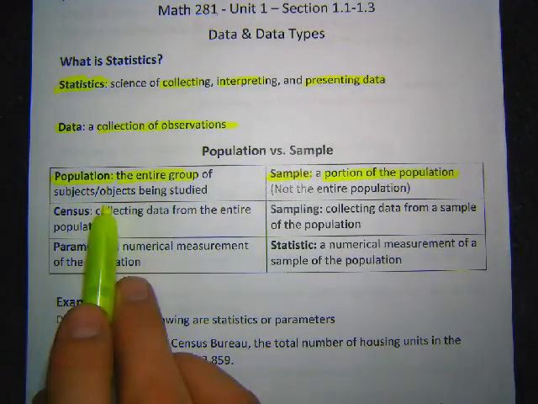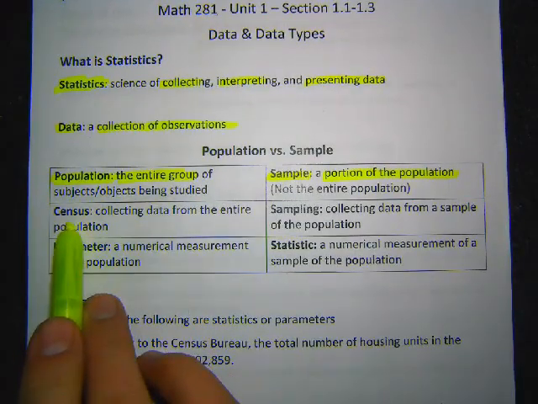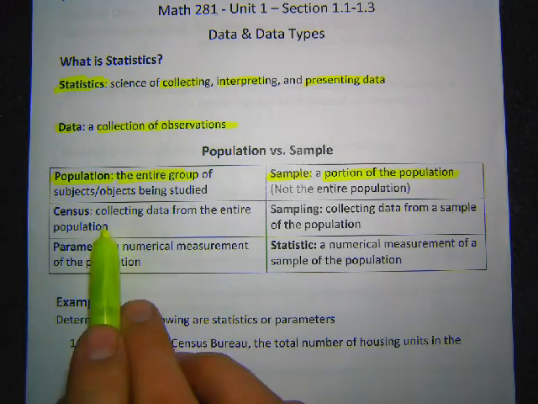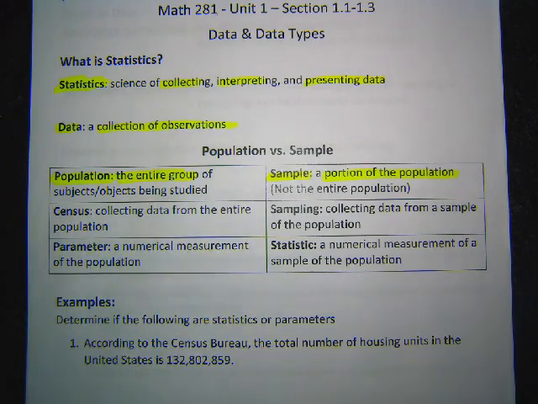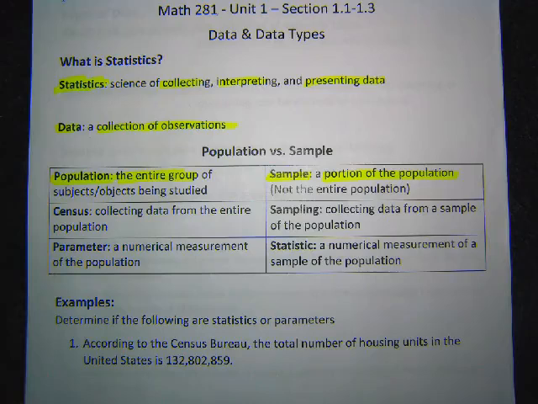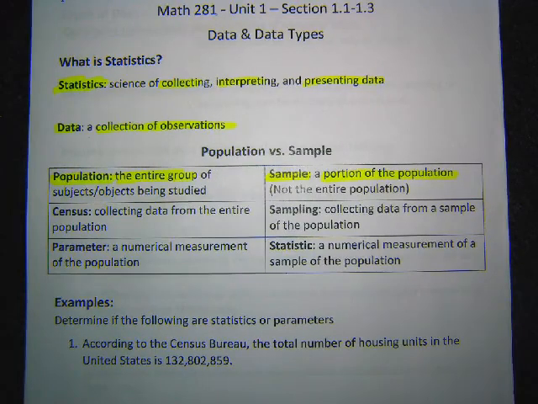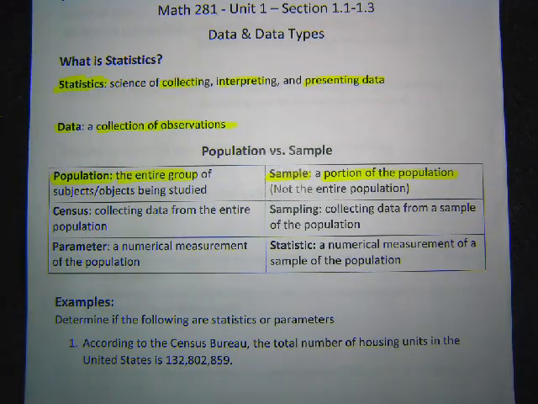So, when we measure populations, we measure censuses. So the census is when you collect data from the entire population. So when they do a census every 10 years in the US, they're trying to measure everything in the entire country. It's not really possible. There's always something you miss, but that's the idea.